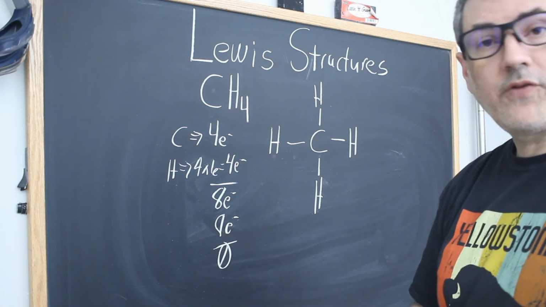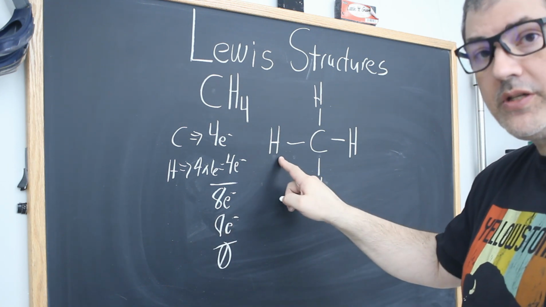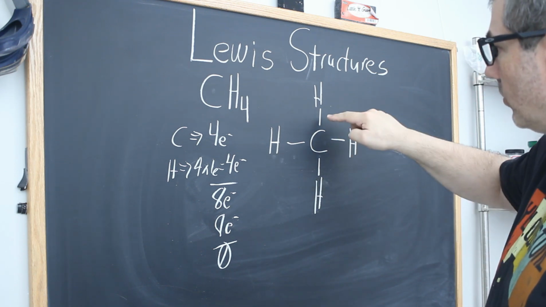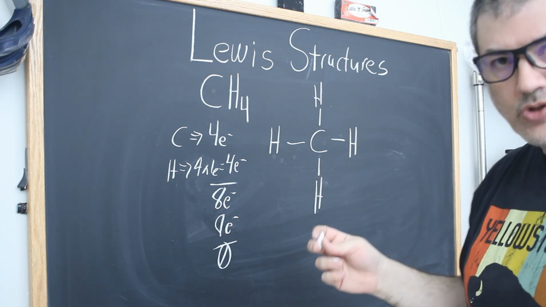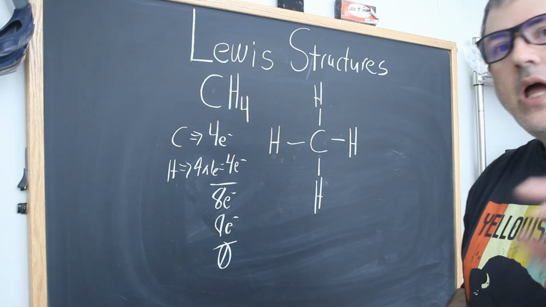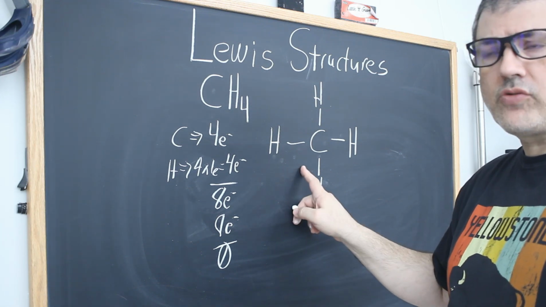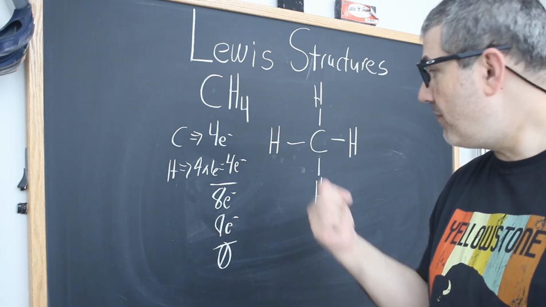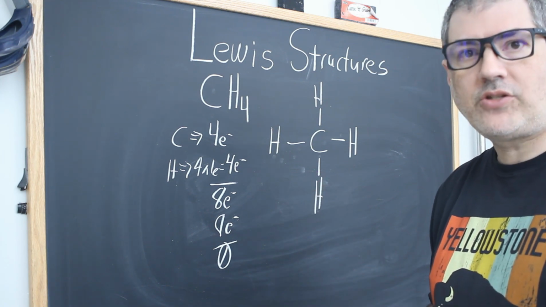We've used all of our electrons. Hydrogen does not obey the octet rule. Carbon has to obey the octet rule. Well, 2, 4, 6, 8. So everything is good. We'll see that the Lewis dot structure does not represent the three-dimensional structure of methane, but that's something we're going to get to a little bit later.